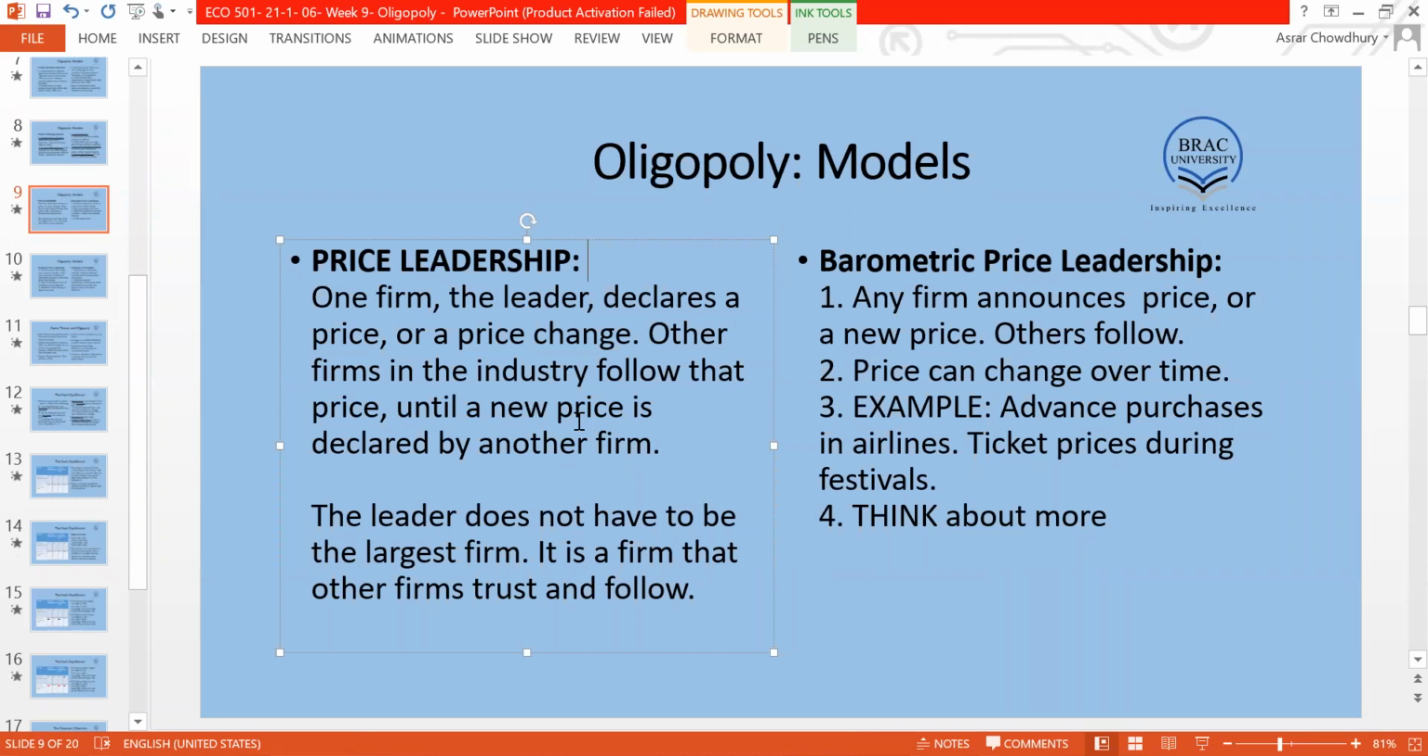Informal. Why this happens? Because they play the game, I'll come to that later. Acha. There's two types of price leadership. Barometric price leadership is where anybody can declare a price, others follow.